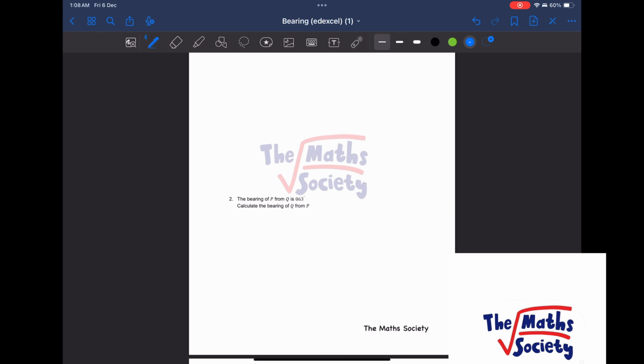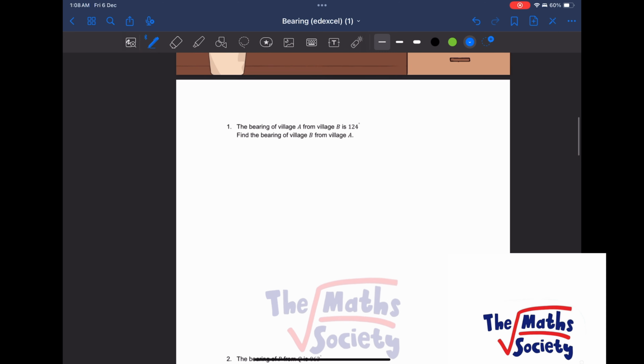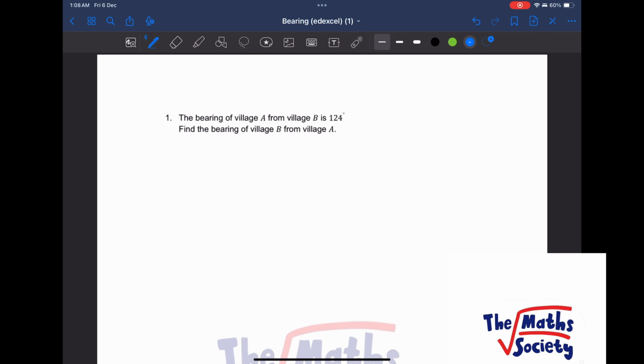So this week we'll be continuing on to do another Edexcel topic, which is bearing. So let's get right into it. Question number 1, it says that the bearing of village A from village B is 124, and we need to find the bearing of village B from village A.